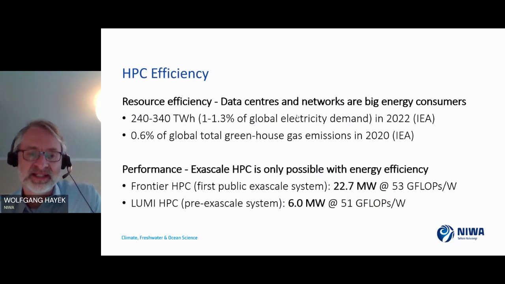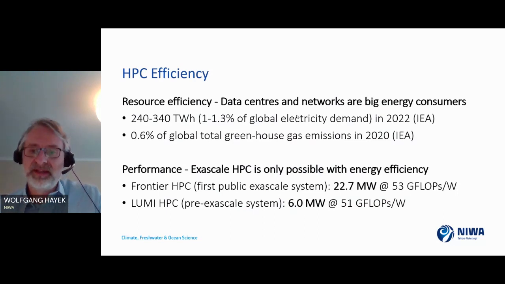It's called a pre-exascale system. It has about 1/3 of the computational capability of Frontier, comes in at 6 megawatts. And the crucial number here is on the right-hand side. Both of them have an efficiency of about 50 gigaflops per watt.